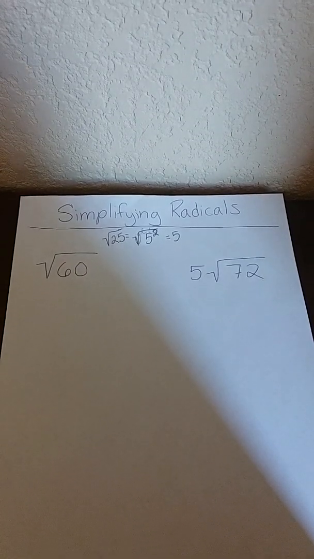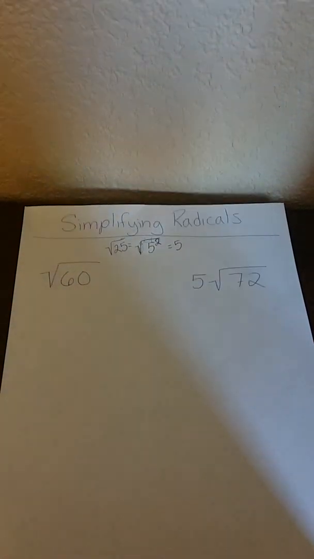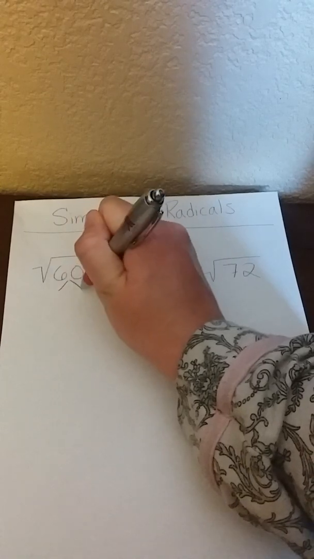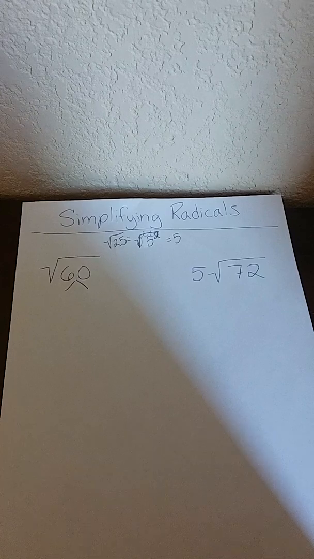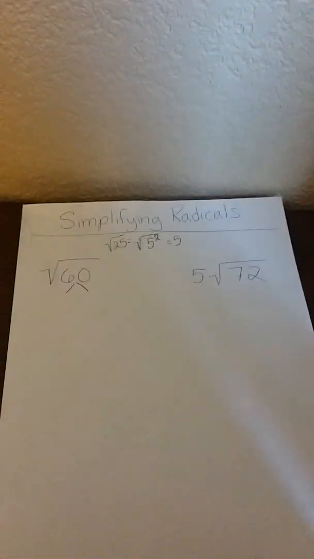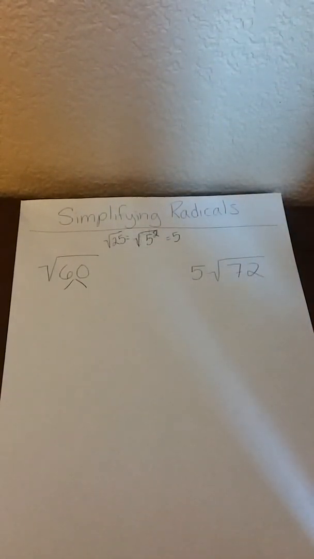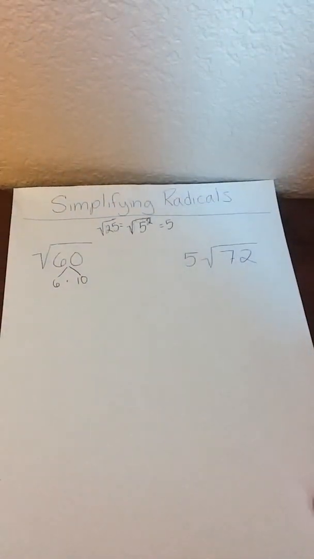Simplifying radicals means you're eliminating anything that could be squared, and you're bringing it outside of the radical sign. In order to do that, we first break down any numbers underneath the radical into multiplication problems. So for example, 60. I'm going to think of any multiplication problem that gives me 60. Any multiplication problem you come up with works. You'll get the same answer even if you don't start with the same numbers. So I'm going to use 6 times 10. 6 times 10 is 60.